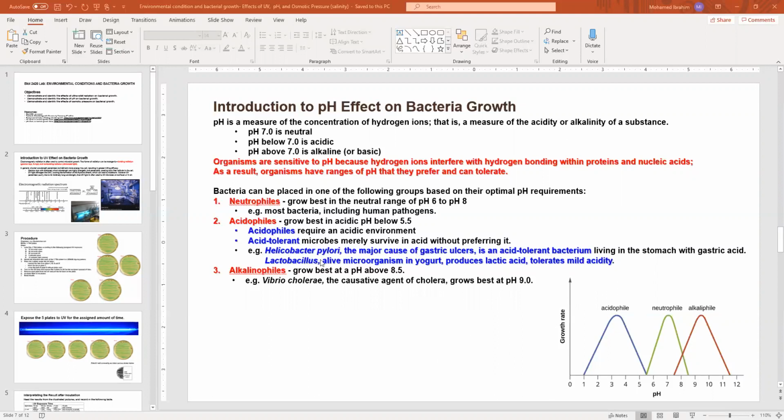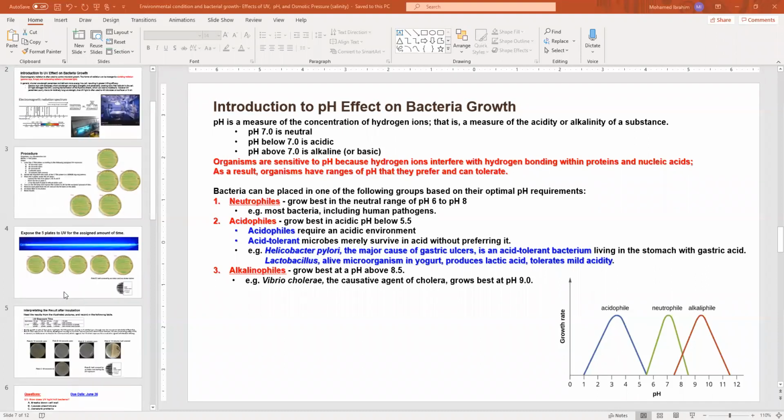Lactobacillus, also the same thing. They make yogurt and they can ferment lactose and make lactic acid. So they lower the pH of the media, but they can tolerate it. They can live with it. But you can grow them in neutral media, in a neutral pH. So this is one thing that you need to know from this lab.